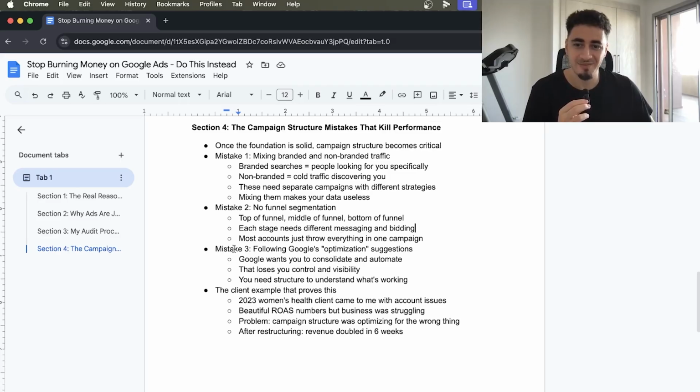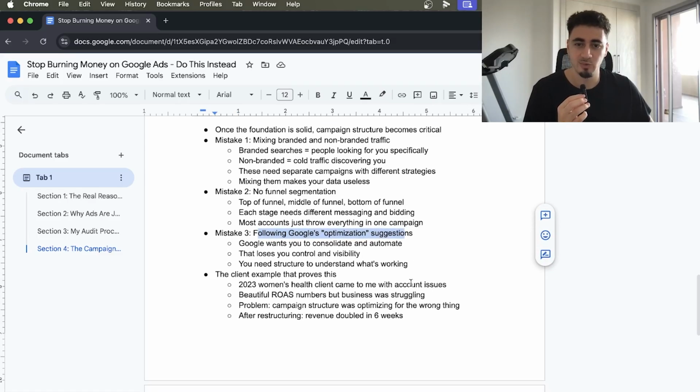Also, mistake number 3, I see a lot of people do, and it's shocking, honestly. A lot of them have auto apply turned on. Basically, you're just following Google's optimization suggestions. It automatically applies what it suggests. But like I said, Google's a for-profit business. It doesn't really know what's best for you. You know what's best for you, and the market knows what's best for you, right?